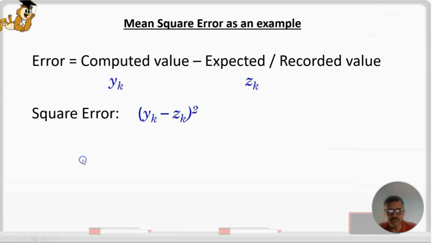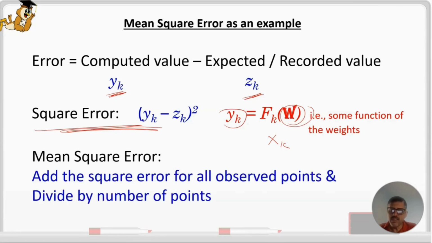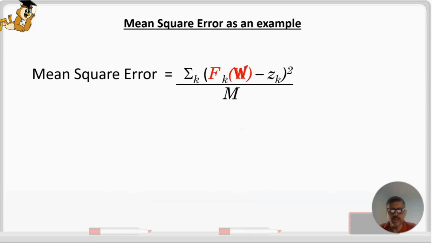Mean square error as an example. Error is going to be defined as the computed value, the value that is returned by your model, minus the expected or the recorded value, squared. This is the square error. Here yk is the output in response to the input xk, and it's a function of the specific values of the weights, like we said. Mean square error is you add the square error for all observed points and divide by the number of points. So this is your definition of the mean square error.